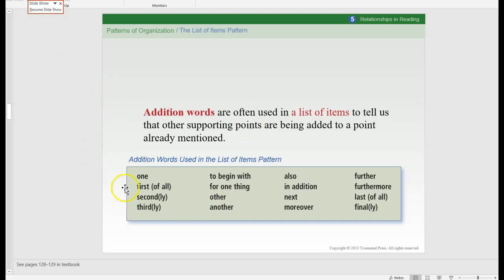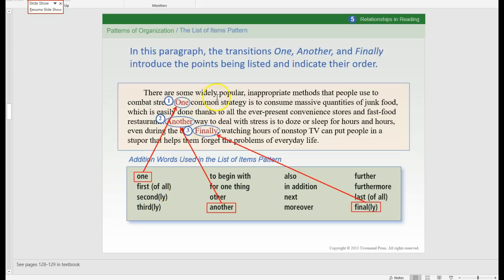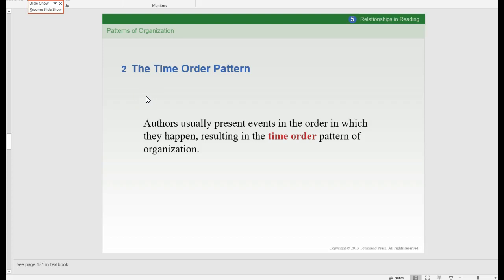This slide here is just the addition words again, just in case you forgot them earlier. They just want to refresh your memory. Let's take a look here. This is what we just read. One, another, and finally. These all show listing order. So we're going to leave the listing order and we're going to go to the time order.